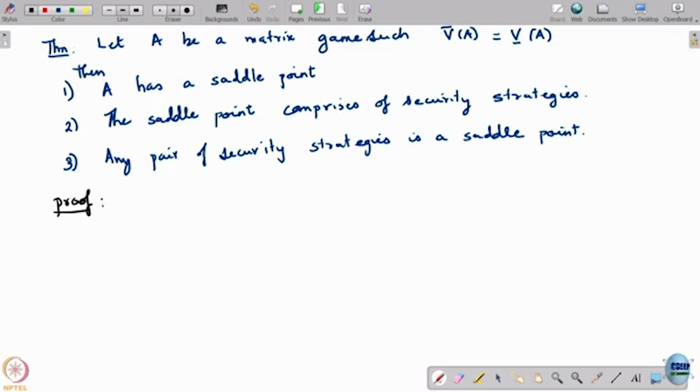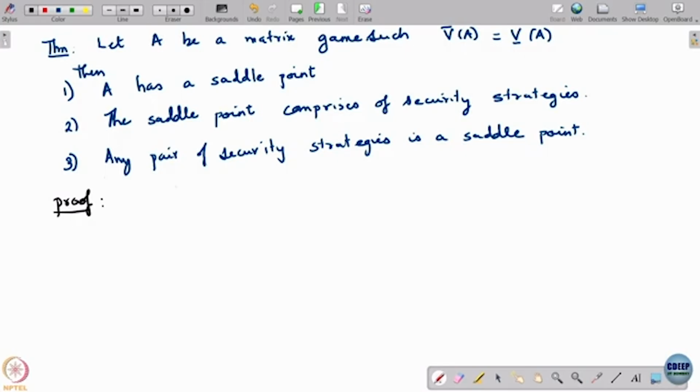We already know that there always exist security strategies. Now, what we are going to show is that if V upper bar is equal to V lower bar, then when you put together the pair of security strategies, they automatically form a saddle point. That will show that A has a saddle point, and secondly it will also show that any pair of security strategies is a saddle point. Is this clear? That is what we are going to show.